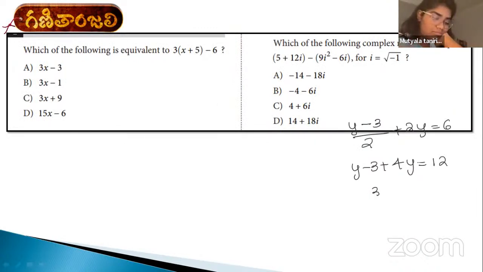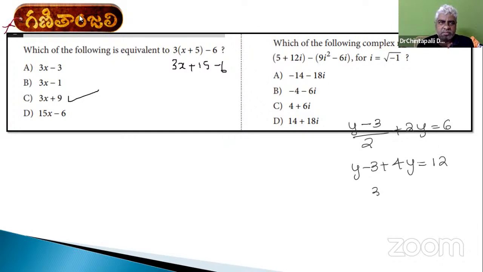Which of the following is equivalent to 3 times (x plus 5) minus 6? Just simplification. Do it. 3x plus 15 minus 6, which means 3x plus 9. Option C. That's good.